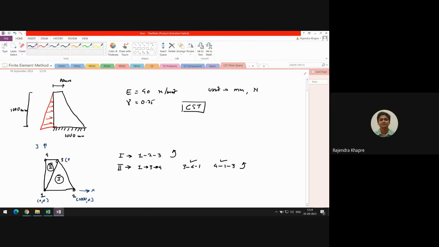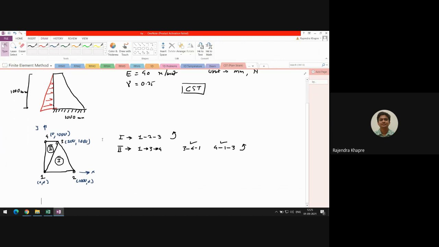So let us make this 200. If you use this value, the x coordinate of this particular node will be 200 and y will be 0, and for this, the x value will be 0 and the y value will be 1000. Okay, here also I have made a mistake. This should be 1000, because the height of the structure is 1000. Okay, I hope this is clear to everybody.